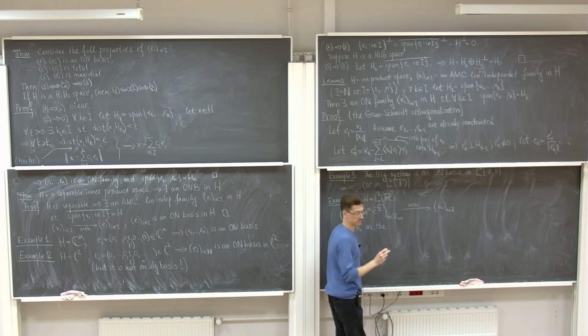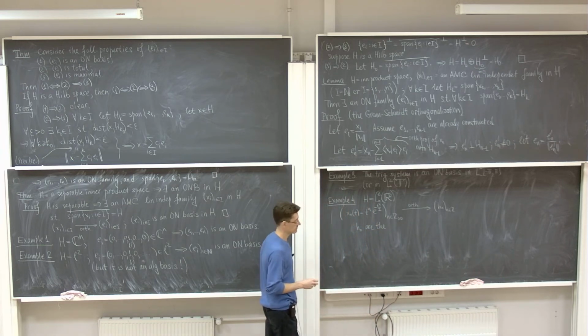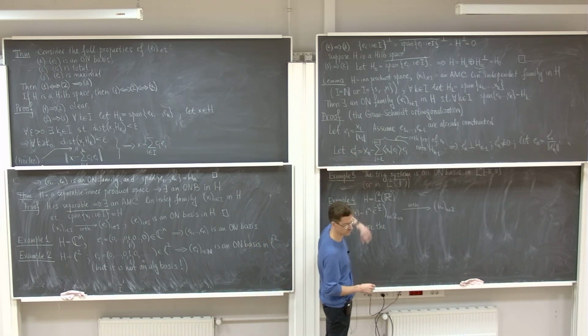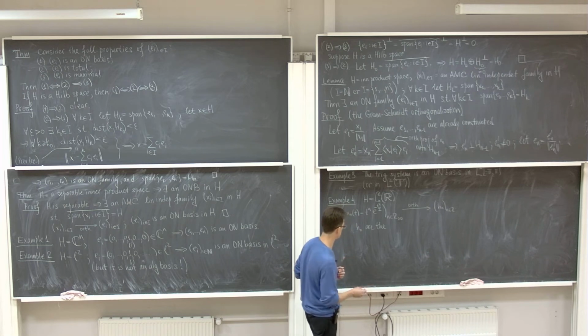По Gram-Schmidt ортогонализуем каждое следующее после предыдущего. Да, совершенно верно. То есть применяем вот то, что написано в этой лемме, буквально, и получаем эти Hn.